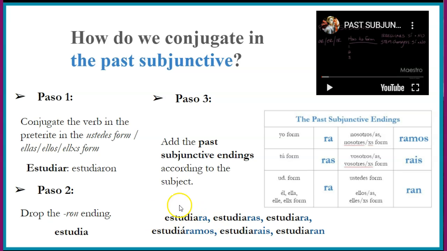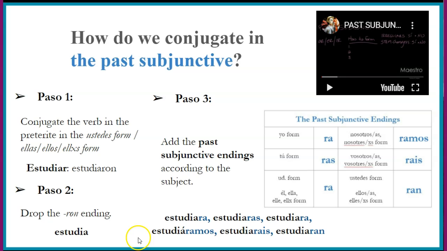The first thing is that you have in the yo form and the él, ella, usted form the same verb: estudiara, estudiara. So usually when you are talking about él, ella, or usted, you're going to have to add also the subject pronoun to differentiate it from this. Also, the context of your sentence is going to give the meaning of whether you are using it in the yo form or the usted, él, ella form.